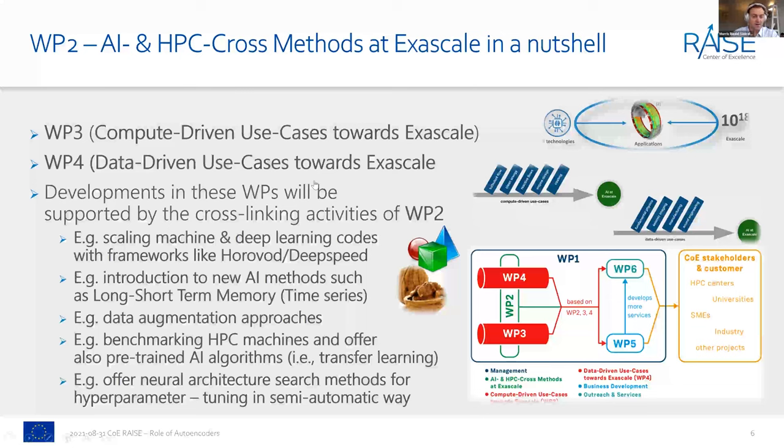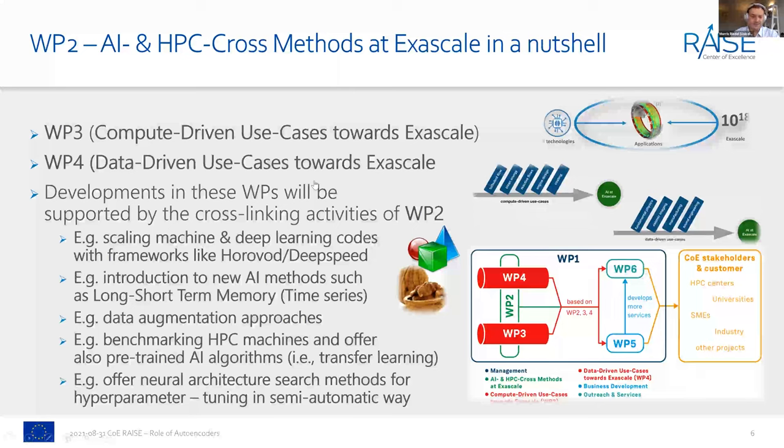And of course, then benchmarking HPC machines. Using pre-trained AI algorithms is another area where we're working in. And in fact, also autoencoders, again, can be used for this, and especially for transfer learning. I will come to this later also and explain it.